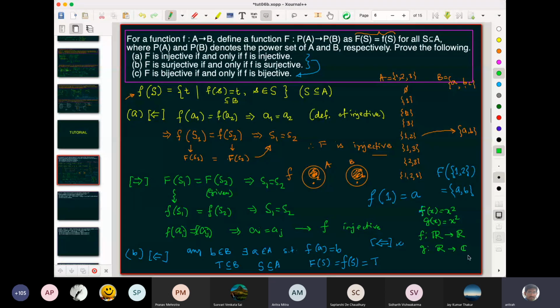So these are not equal, right? The codomains are different. One is R and one is C. So these functions are not equal. If you take a subset of this codomain, it is just R, because you do not have the complex part here. But from the definition we get that these are different, because these are defined over different codomains.